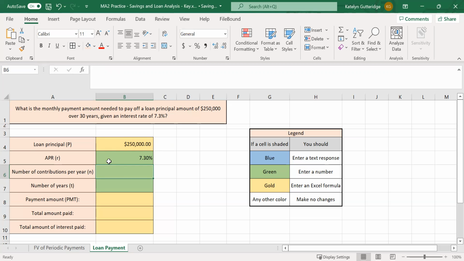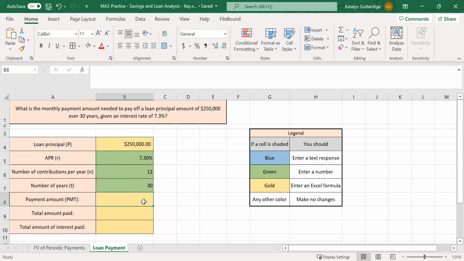Number of contributions per year. In the problem, we are finding the monthly payment amount, so we are assuming monthly compounding. That means we're making 12 payments per year, so we want to put a 12 there. Remember, with the number of contributions, it's always per 1 year. So if you're making monthly payments, that's 12 times a year. And we are going to do this over 30 years. This would be similar to something like a mortgage, a large loan that we're going to pay off over a long amount of time.